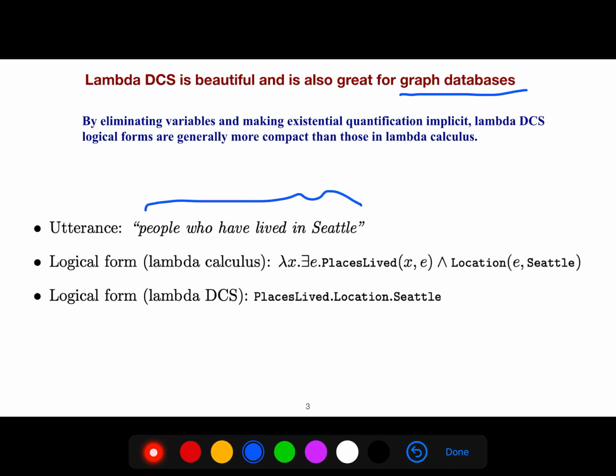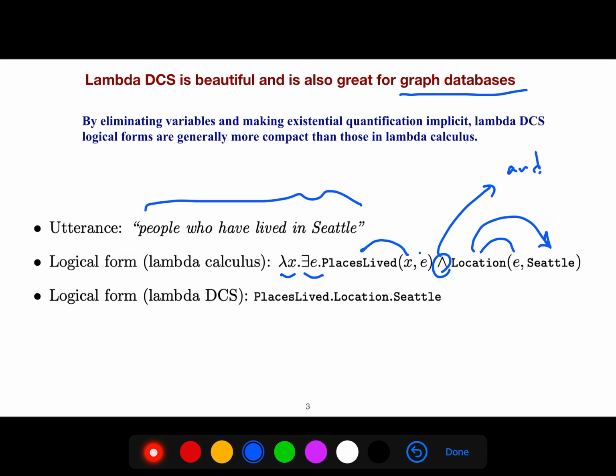So we have an utterance, people who have lived in Seattle. The logical form becomes X, there exists some E such that X place lived in E, and E has location Seattle. This is the logical form. So the database retrieves this. All of them are translated to SQL or any language or any database, anything that a machine understands.